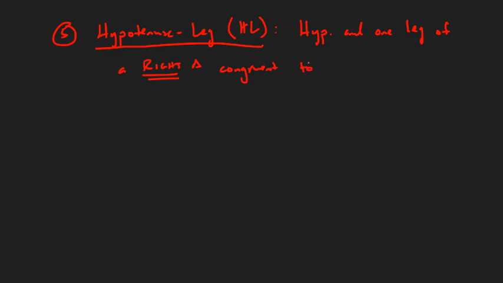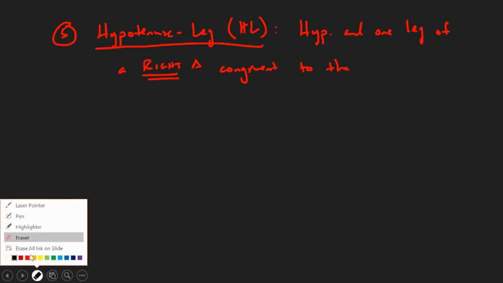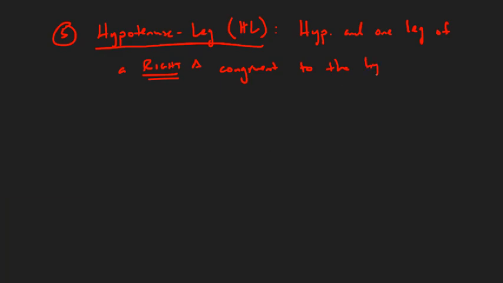So if the hypotenuse and one leg of a right triangle are congruent to the hypotenuse and one leg of another right triangle, then if this situation occurs, we know these two triangles are congruent by hypotenuse leg.